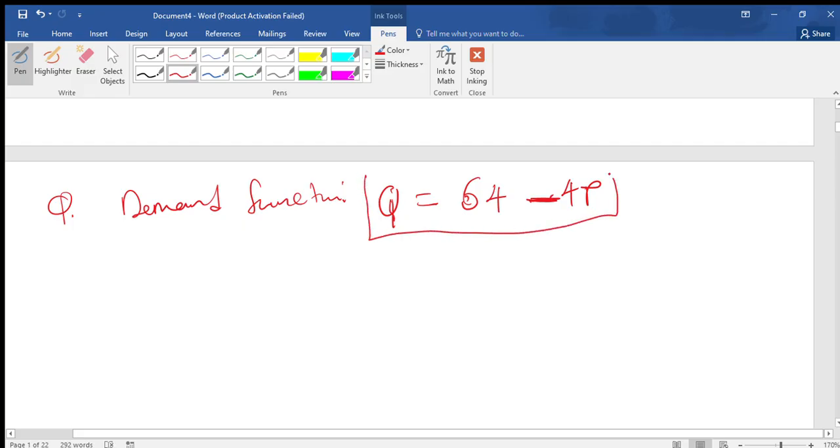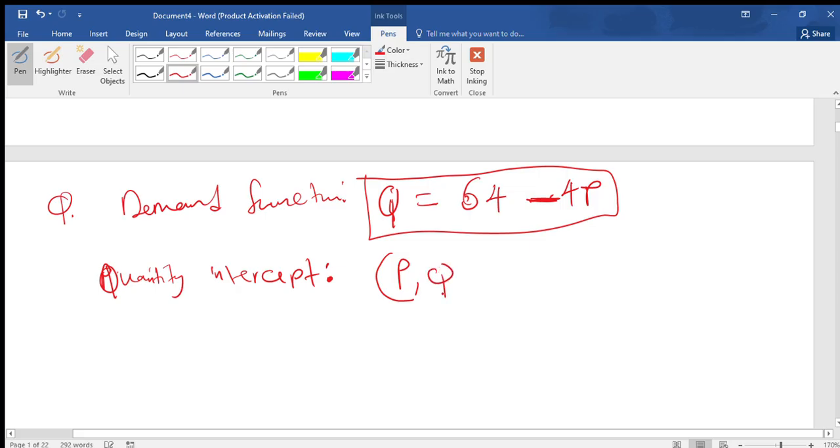So when we want to sketch a straight line, what are we supposed to do? We can use the points of the intercepts. So we are just going to find the intercepts. Number one, we can find the quantity intercept point. The quantity intercept is happening when our price is 0.